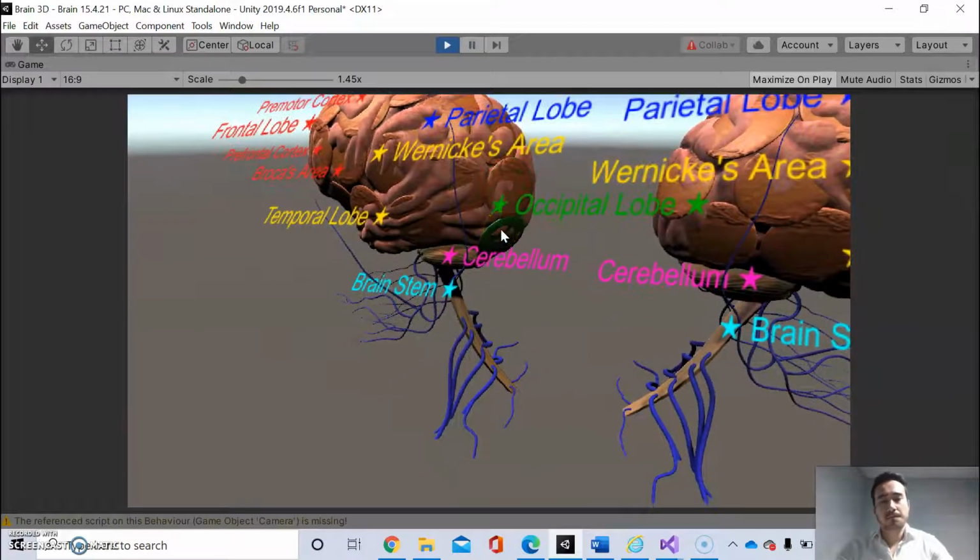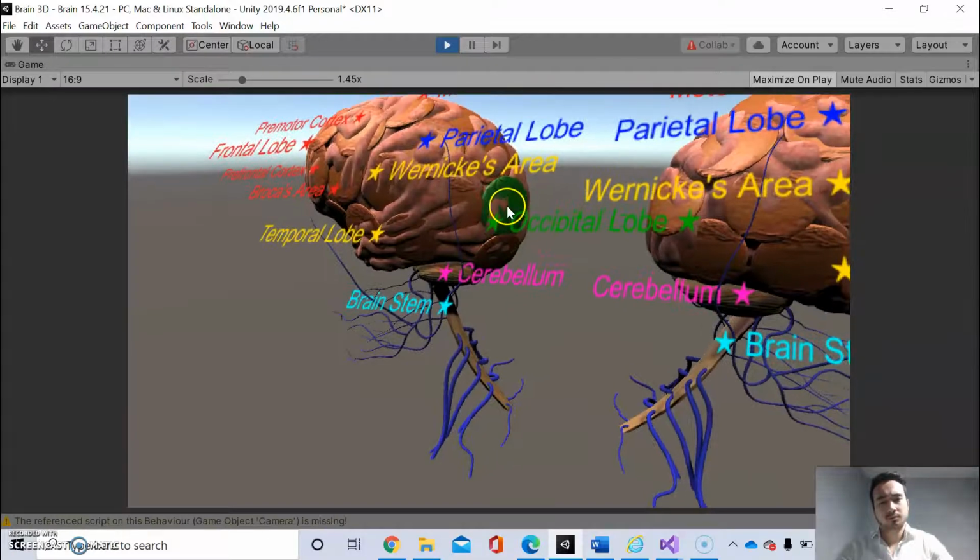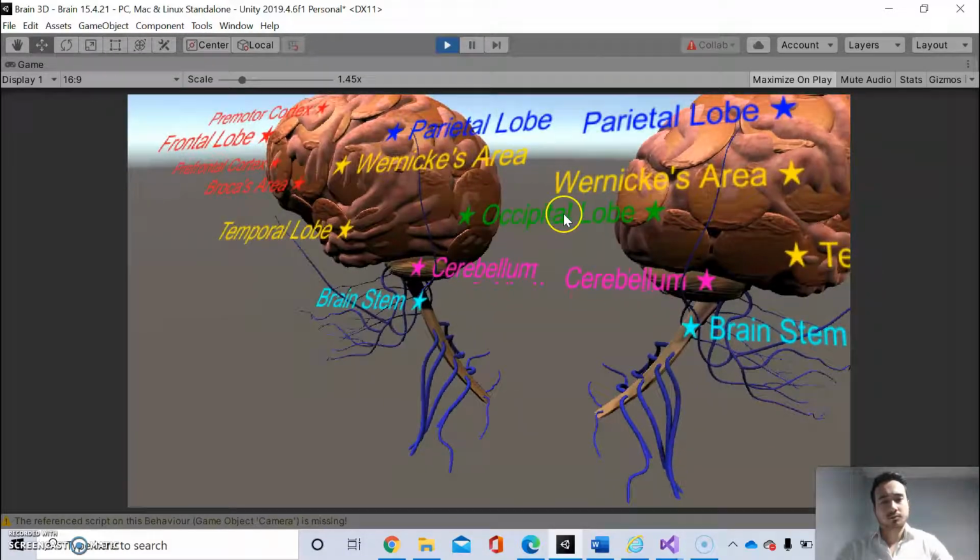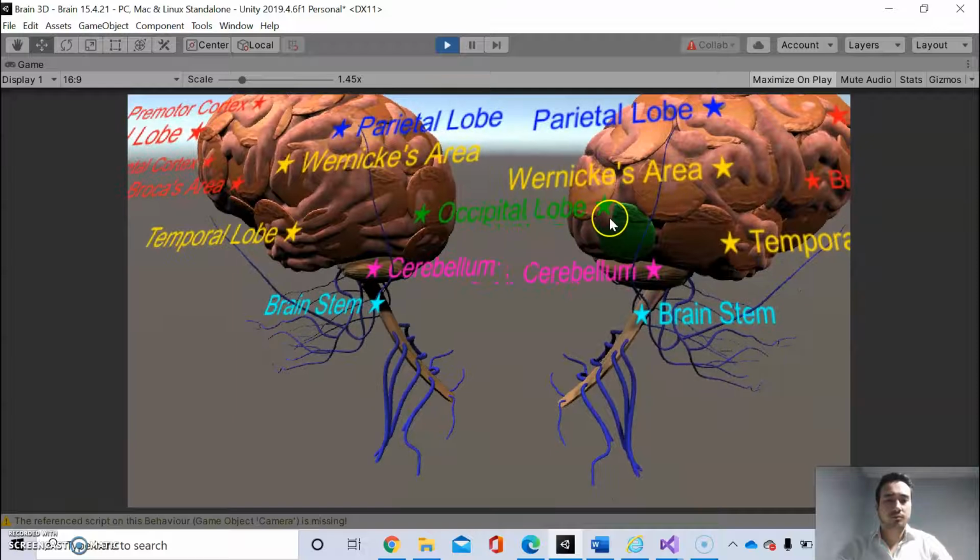Since we have two eyes, our occipital lobe also has to combine information from both eyes so that we only see one picture. That's a lot of work for one lobe.